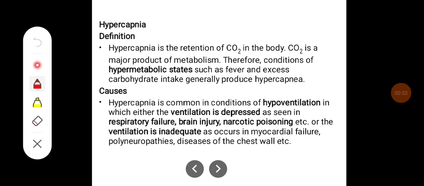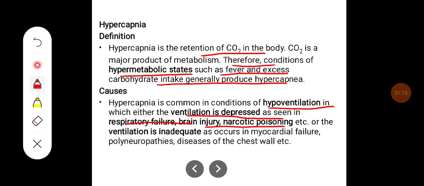Hypercapnia is the retention of carbon dioxide in the body. Carbon dioxide is a major product of metabolism. Therefore, hypermetabolic states such as fever and excess carbohydrate intake generally produce hypercapnia. Hypercapnia is common in conditions of hypoventilation, in which either the ventilation is depressed, as seen in respiratory failure, brain injury or narcotic poisoning, etc., or the ventilation is inadequate, as occurs in myocardial failure, polyneuropathies, diseases of the chest wall, etc.